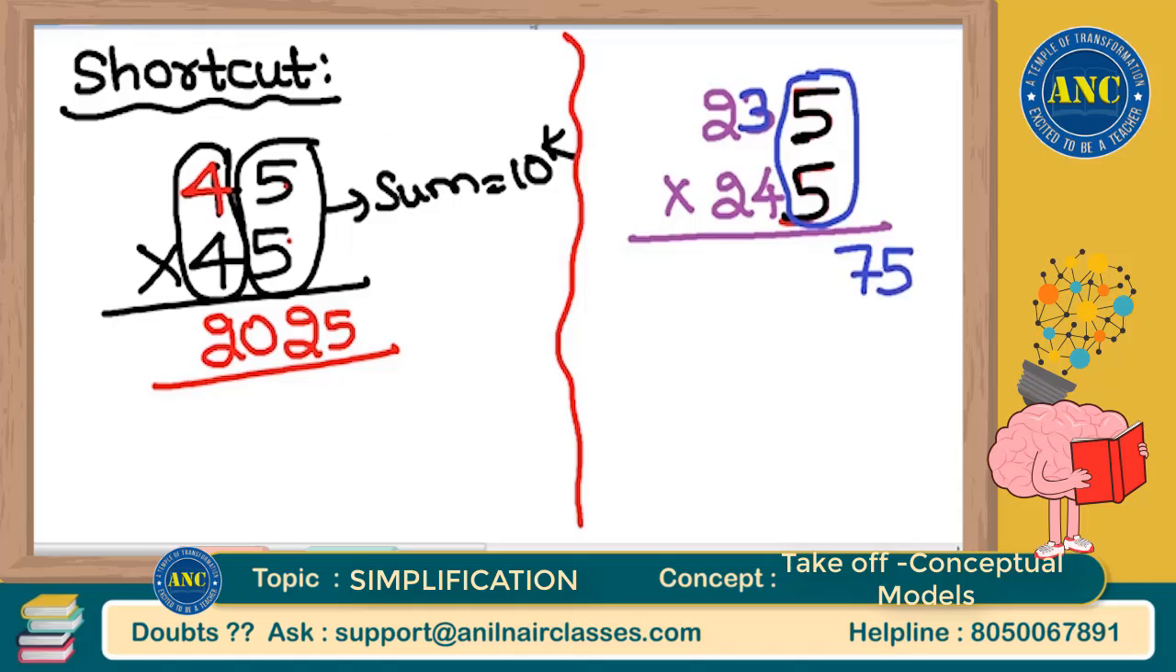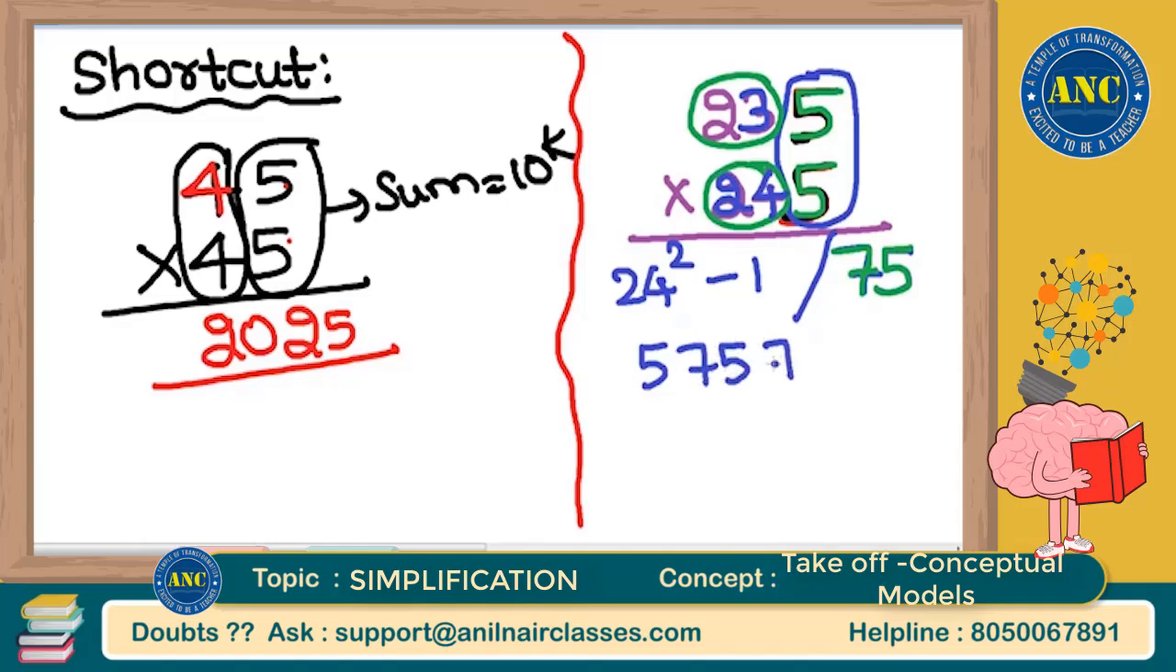Why it will end with 75? This also I taught you yesterday. 23 is an odd number, odd 5. 24 is an even number, even 5. Odd 5 into even 5, different family. It will always end with 75. Yesterday all these things I discussed, sir. Now see here. 75 are the last two digits. How to get the previous digits? Bigger number is 24. Square it. Subtract 1. 24 square is 576. Subtract 1, 575. This should be the answer.